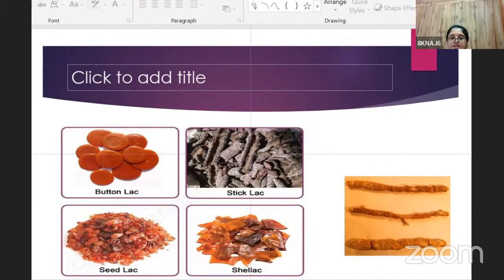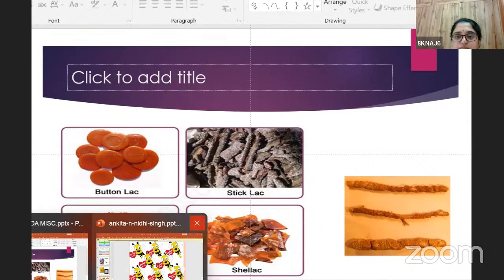I will now start Palaemon, which is the freshwater prawn. Please give me 1 minute. Let me start. Yes.